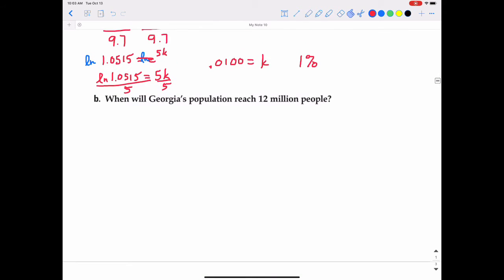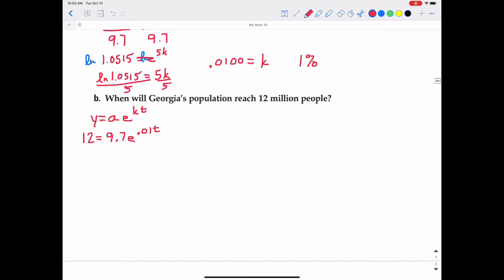It said, when will Georgia's population reach 12 million people? So we'll go back to our formula, y equals A e to the kt power. We're trying to figure out when Georgia's population reaches 12 million people, so that will be the ending amount, so 12, to represent 12 million, equals, the starting amount is still 9.7, e, but we have figured out what k is. k was 0.0100, which I don't need those extra zeros at the end, so I'll just use 0.01 to the t power. And we're actually solving for t.